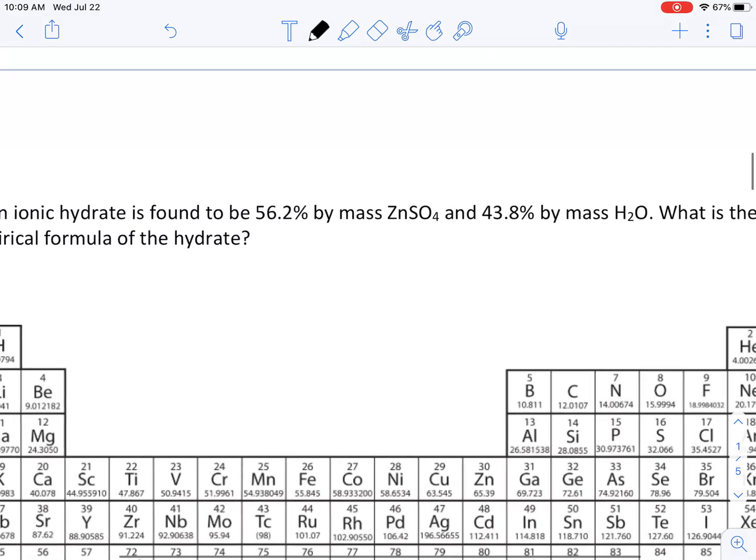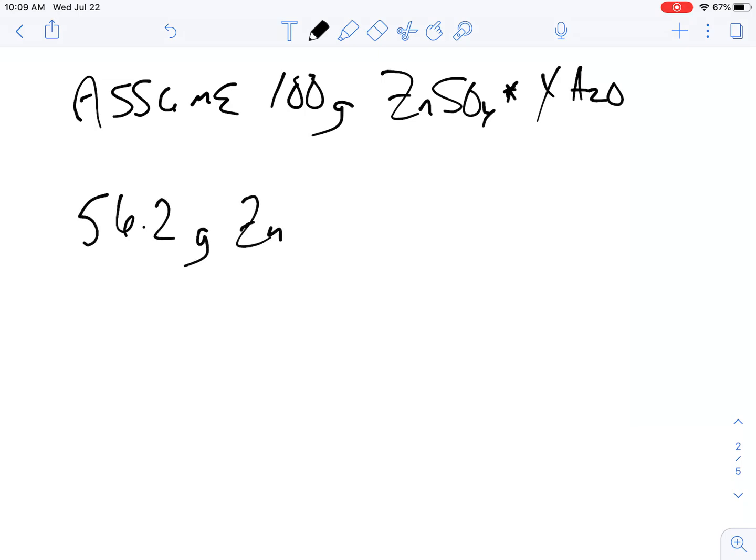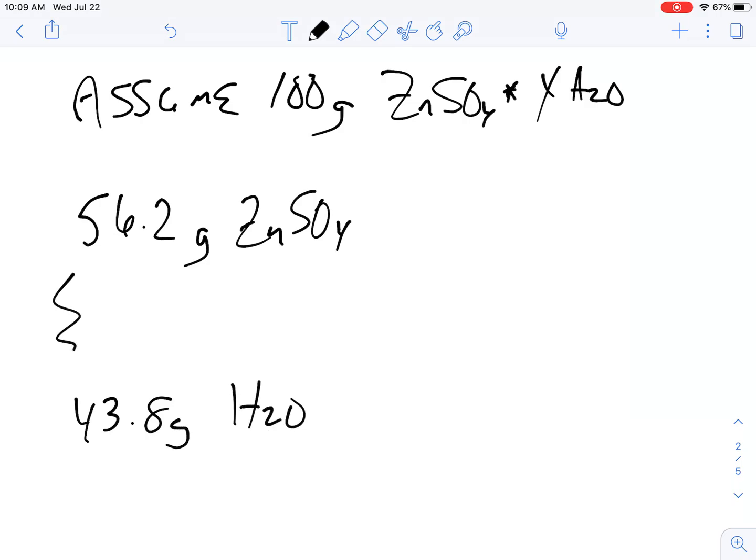According to the information, I gave you 56.2% ZnSO4. So that would be 56.2 grams of ZnSO4. And then if we subtract that from 100, you should end up with 43.8 grams of water, because again, those guys are going to go together to make the 100 grams that I assumed. Pick any number you want, but I can do that math in my head without a calculator. All right, so anyway, now all we have to do is turn these into moles. Well, water's easy. That's 1 mole per 18 grams.